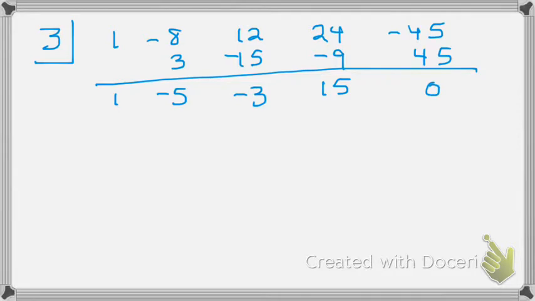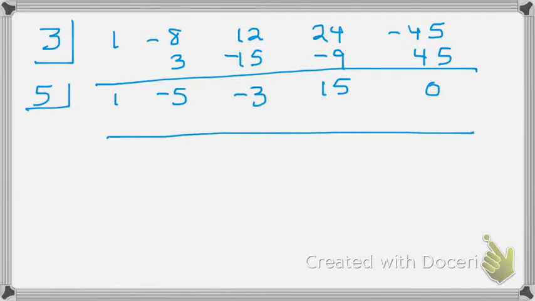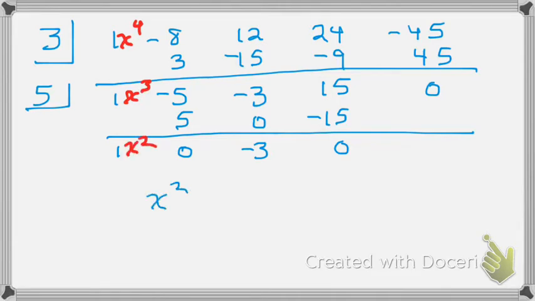And what was the other intercept I had? A 5? So now I'm going to do that row of numbers with a 5 so that I can get this thing down to a quadratic. So 1, 5, 0, 0, negative 3, negative 15, 0. It looks like a quadratic to me. So now I had an x to the 4th to start with, which makes this an x cubed, which makes this an x squared, which means I have 1x squared minus 3 equals 0. How can I solve that? Move the 3 over and then square root. I get x is equal to plus or minus the square root of 3.